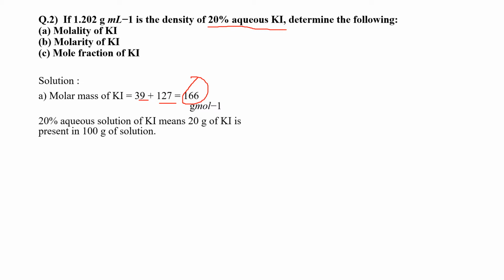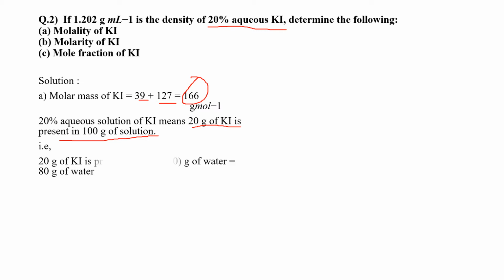Now, in the question, one term is given, that is 20% aqueous KI. It means a 20% aqueous solution of KI means 20 gram of KI, potassium iodide, is present in 100 gram of solution. As we have also discussed in our previous question, in the same way, here the 20% KI solution means 20 gram of KI present in 100 gram of solution.